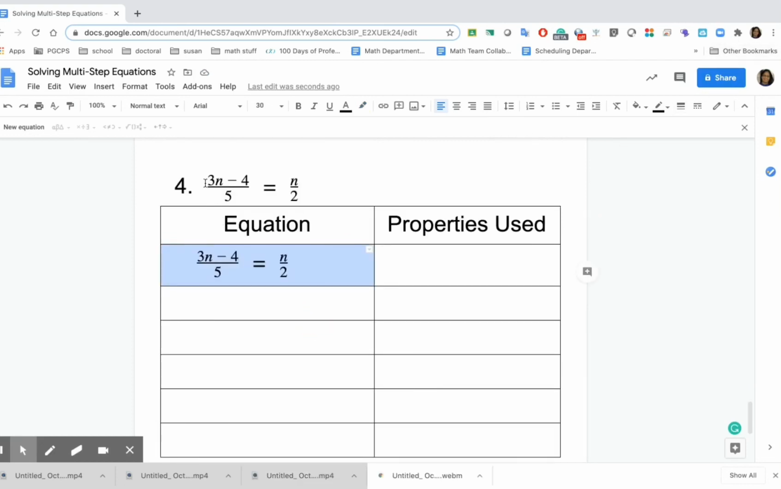The last example is 3n minus 4 all over 5 is equal to n over 2. You will notice that the denominators are different. So to solve this equation, the first thing you need to do is to multiply the left side and the right side by the least common denominator. So we'll use the multiplication property of equality.